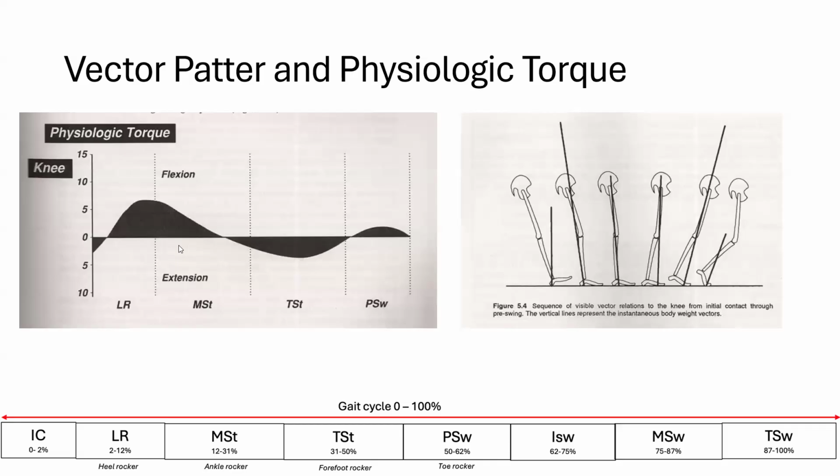Then with the onset of single limb support, the relationship between the body mass and the supporting limb begins to change. This reverses the direction of the vector, and it again comes just anterior to the knee, which causes the knee to be in extension in mid stance and in terminal stance. Then, when the flexors start acting in initial swing and mid swing, the body vector goes posterior to the knee joint, which causes the knee to be in flexion. So these are the vector patterns which we will be discussing in the later slides.